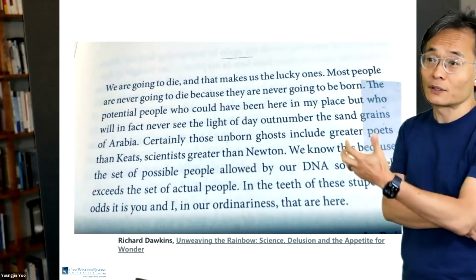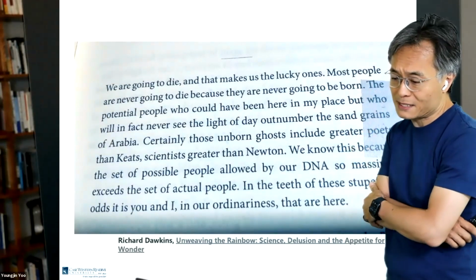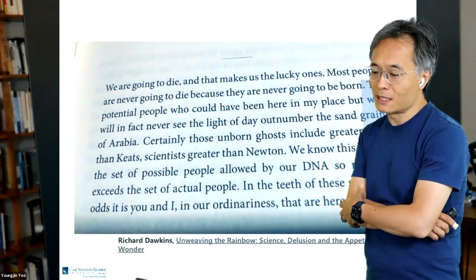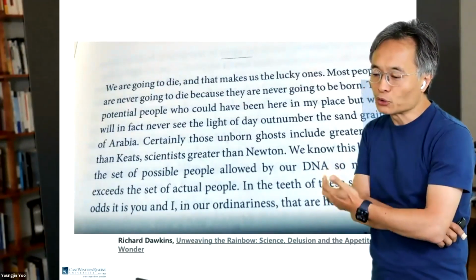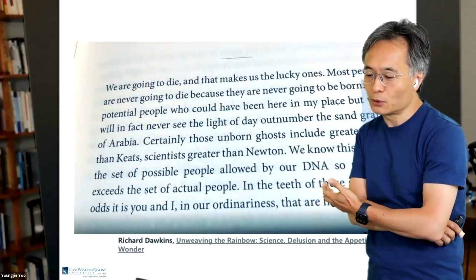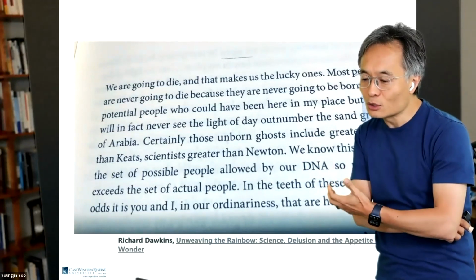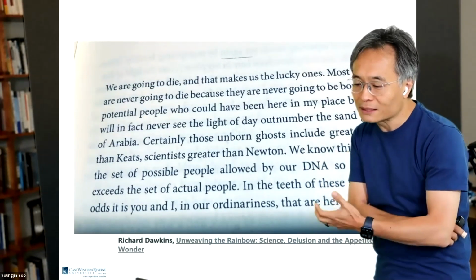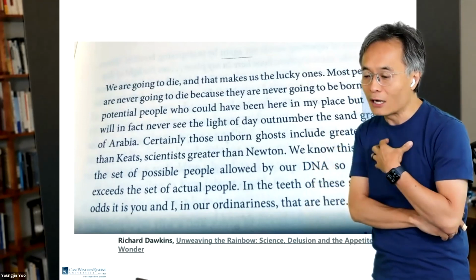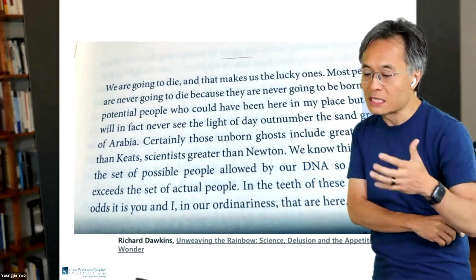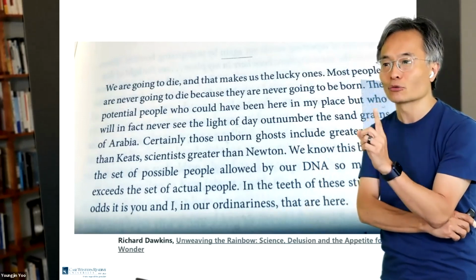So here's a quote, a copy of a book written by Richard Dawkins, one of the leaders in evolutionary thinking in biology. He begins his book by saying that we are going to die, and that makes us the lucky ones. Most people are never going to die because they are never going to be born. The potential people who could have been here in my place, but who will in fact never see the light of day, outnumber the sand grains of Arabia. Certainly those unborn ghosts include greater poets, scientists, and so forth. We know this because the set of possible people allowed by our DNA so massively exceeds the set of actual people. So I think this is what I'm going to talk about, the differences between the actual, the real, and the observed.